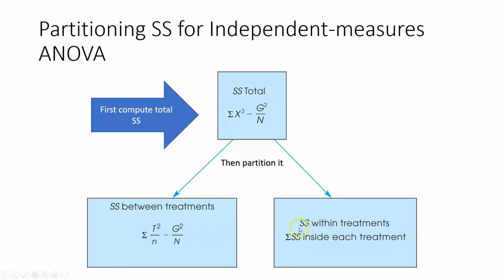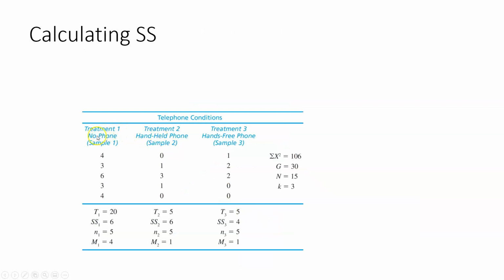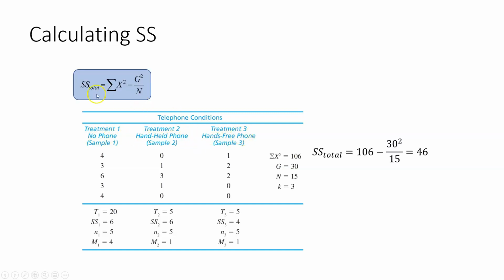So let's work through an example. Here we've got our same condition that we talked about before, our same experiment, where we have no phone, a handheld phone, and a hands-free phone. In order to compute the sum of squared total, we follow this formula. That's the sum of x squared minus g squared over big N.